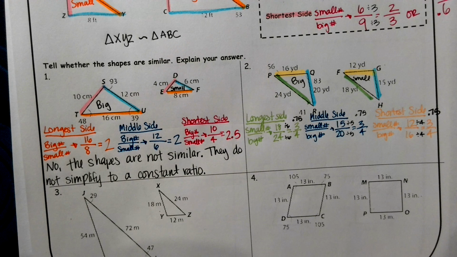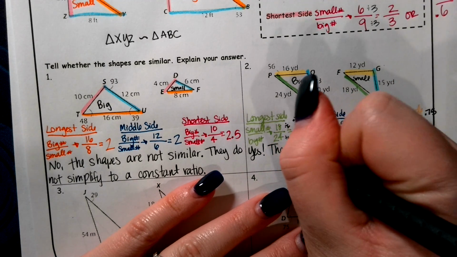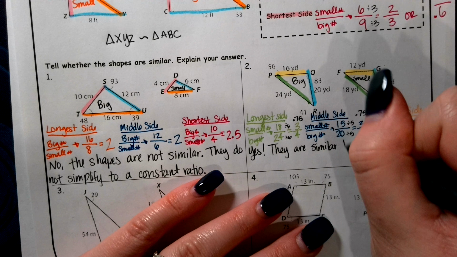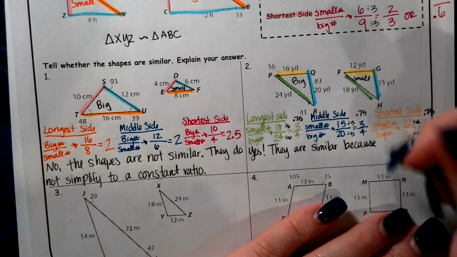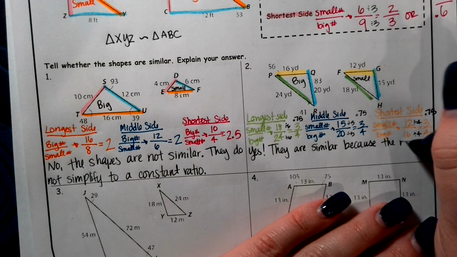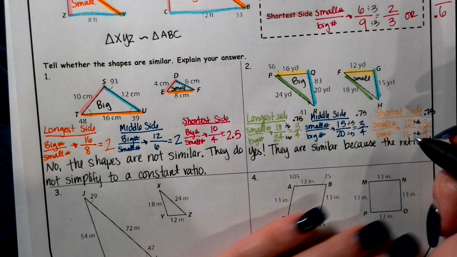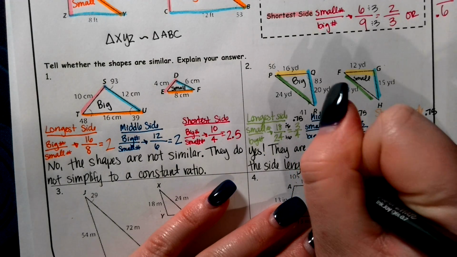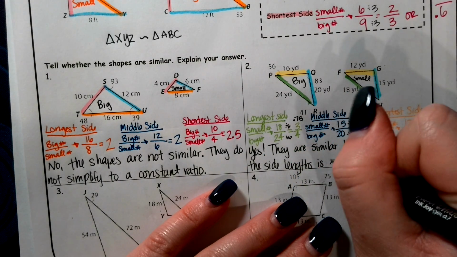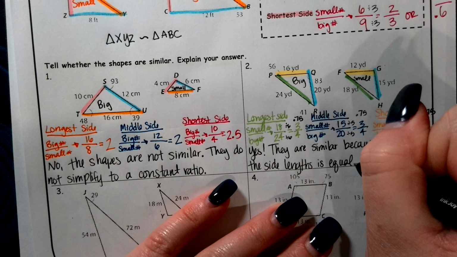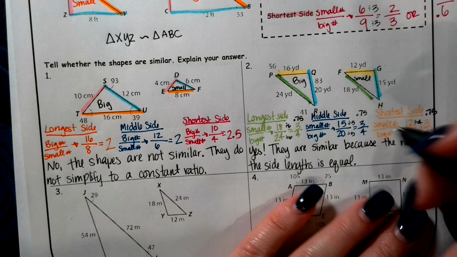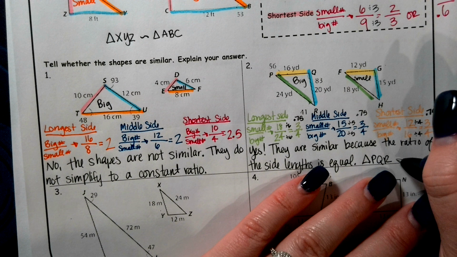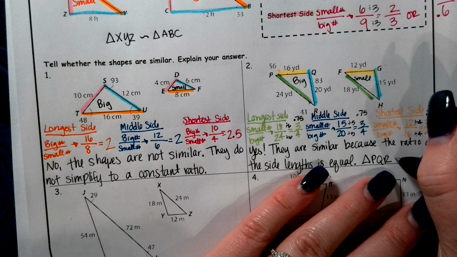They are proportional. They are similar because the ratio of the side lengths is equal. So we would again say triangle PQR is similar to, how do I draw similar? The squiggly line is similar to triangle FGH.